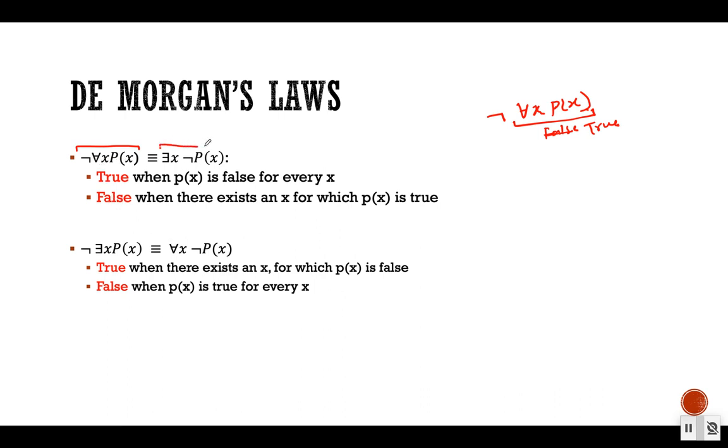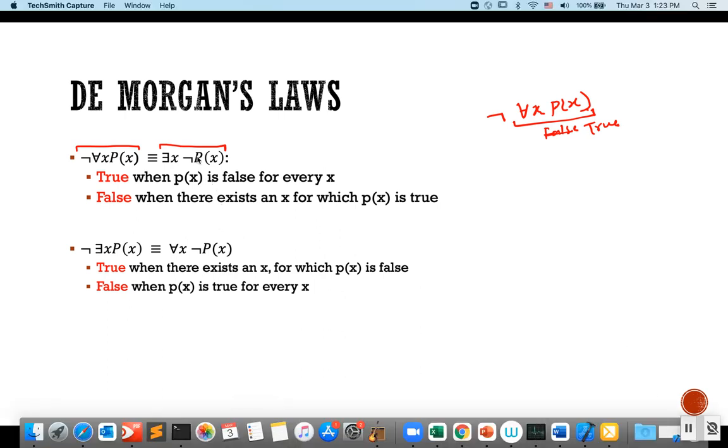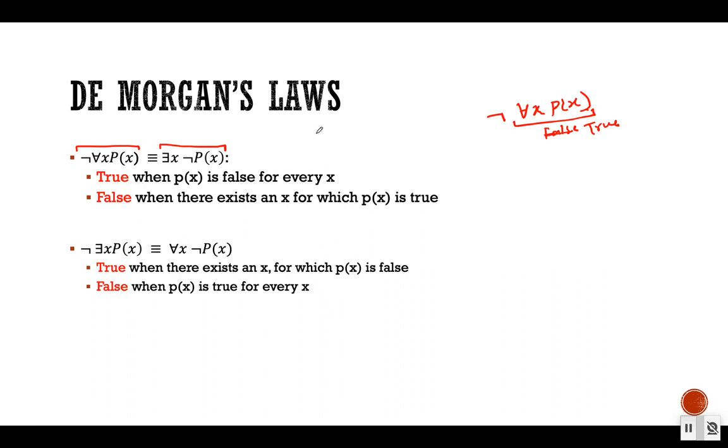Now what about this one? For this one we can say that there exists p of x. If for this one we find at least one true, that means this is true. Now if every one of them is false, the whole thing will become false, so the negation will be true. Again, this will be false when there exists an x for which p(x) is true.